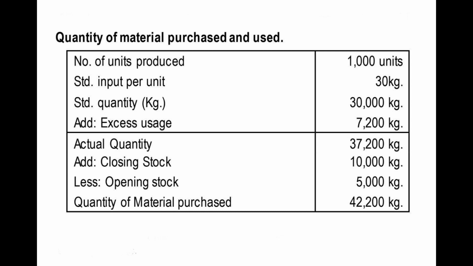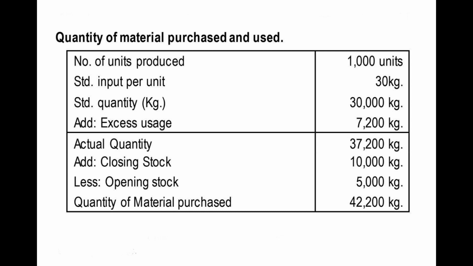How many units have we produced? 1000 units. So make the column into two, particulars and the rupees or quantity column, the outer column. Number of units produced: 1000 units. Standard input required: 30 kgs in the outer column. So the total quantity required for completing 1000 units of final product is how much? 1000 into 30, 30,000 kgs required. So go to the outer column and update 30,000 kgs.